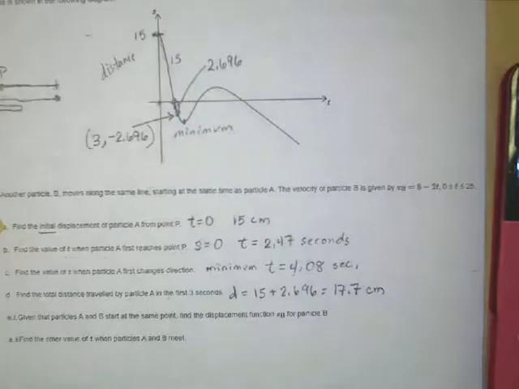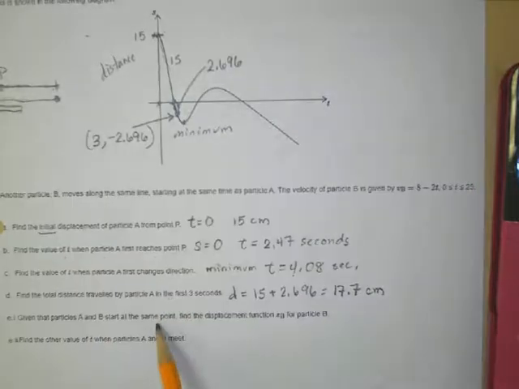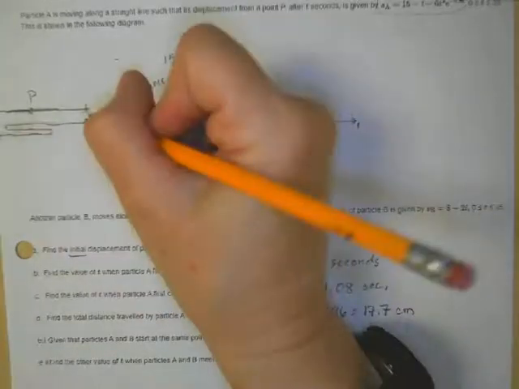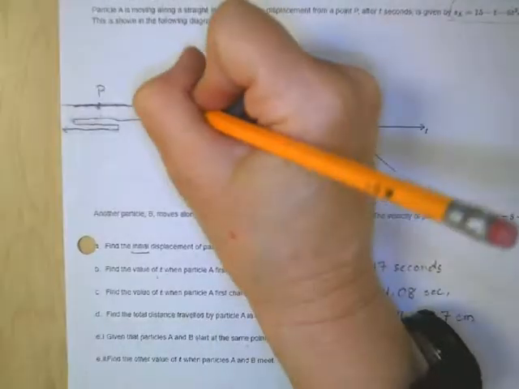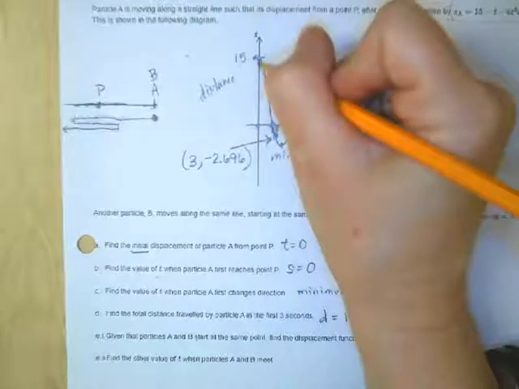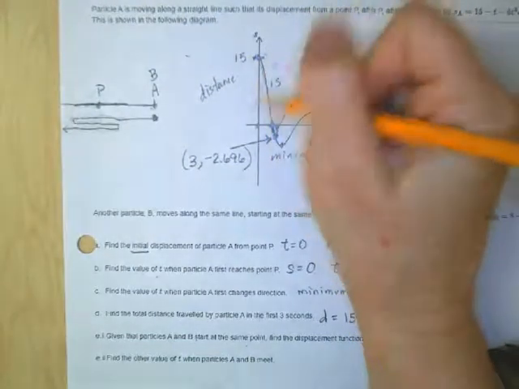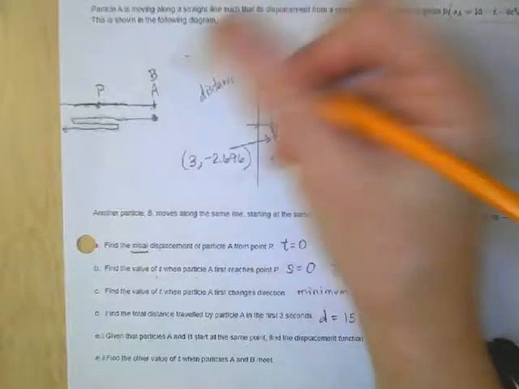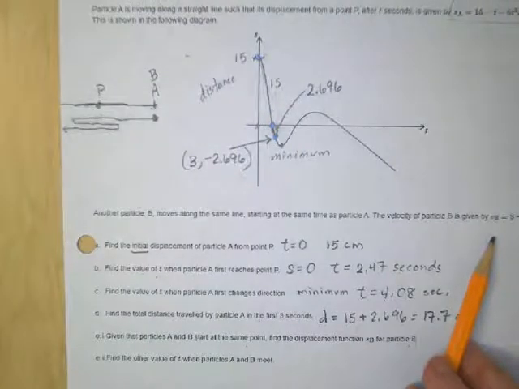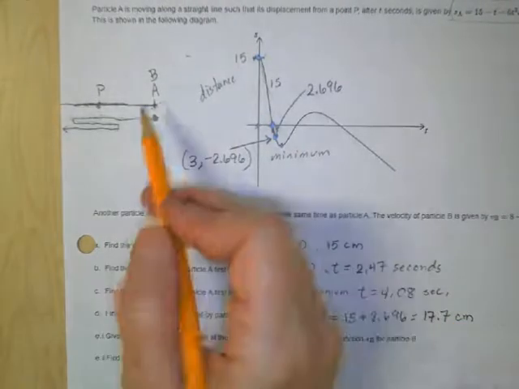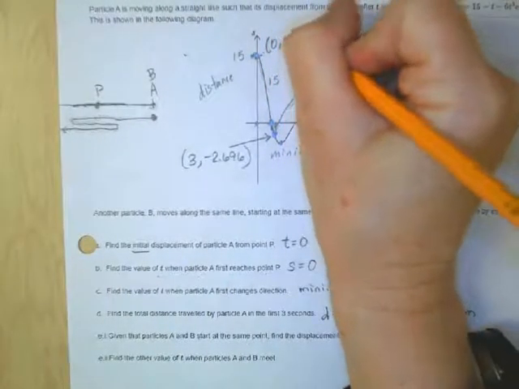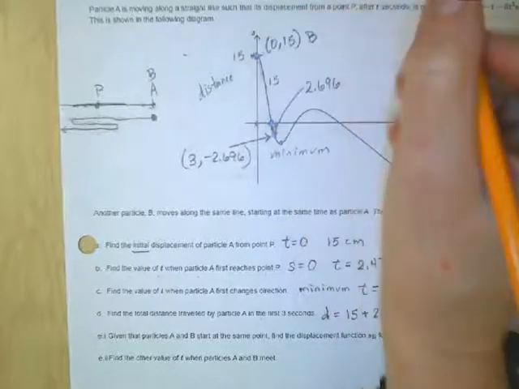All right, given that particle A and B start at the same point, find the displacement function for particle B. So this is where particle A started in relationship to particle B, P, and particle B is going to start there also. So it's also going to start at 15 centimeters away. All we know about it is how fast it's going. We don't know exactly where it is. We only know how fast it's going, and we know its starting point. So we know its starting point is also here at 0,15. Particle A and particle B are going to start right there.